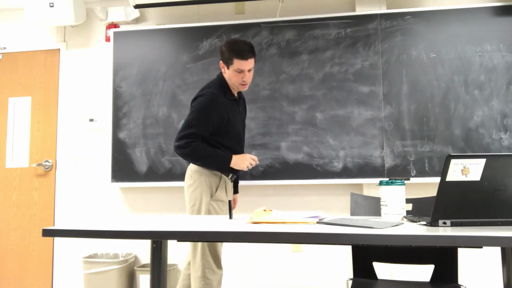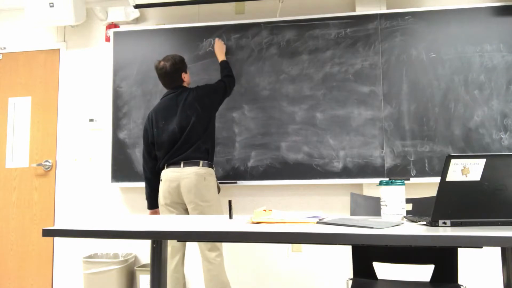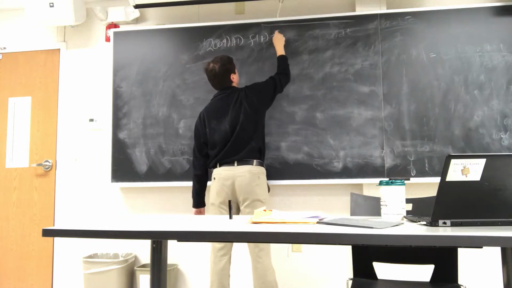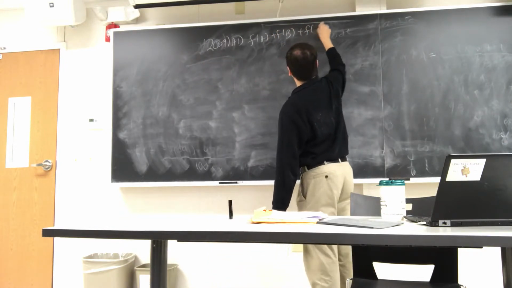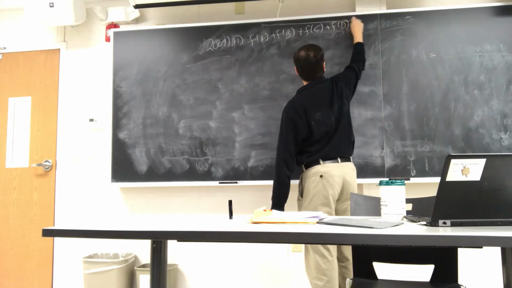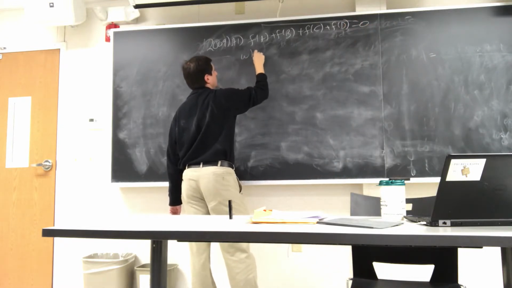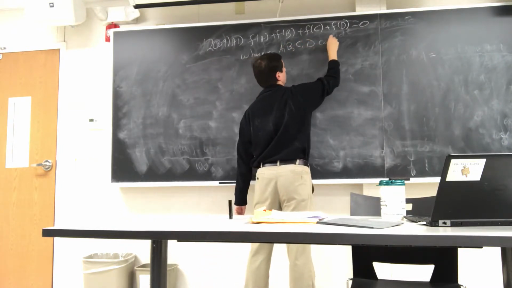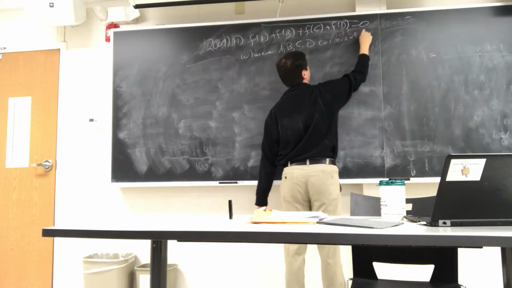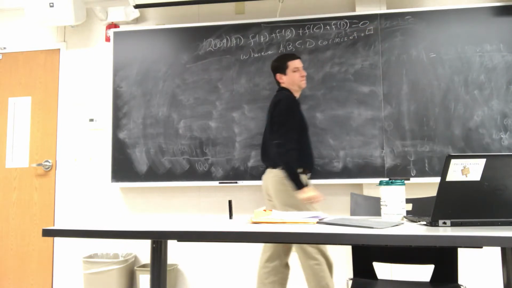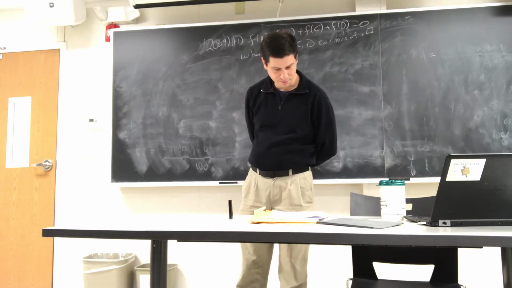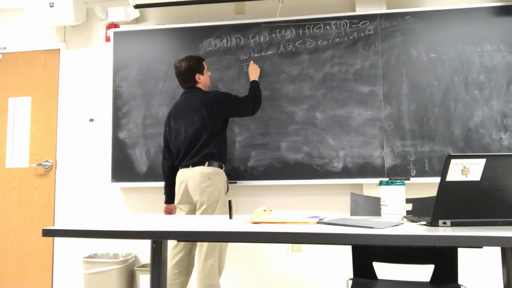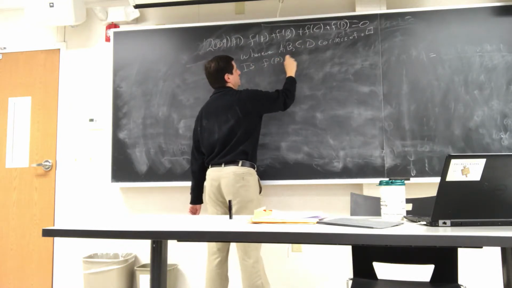So this is 2009 A1. f of A plus f of B plus f of C plus f of D equals 0 whenever A, B, C, D are corners of a square. And what they ask you to prove is, is f of P identically 0?